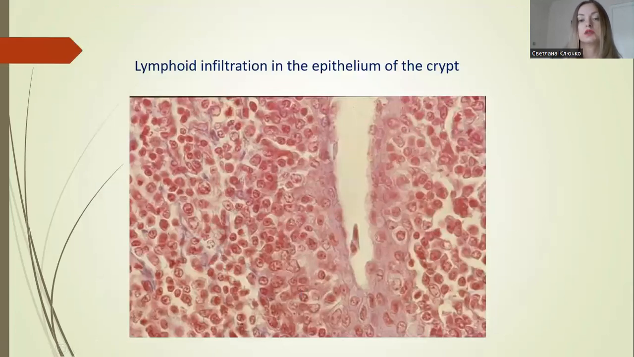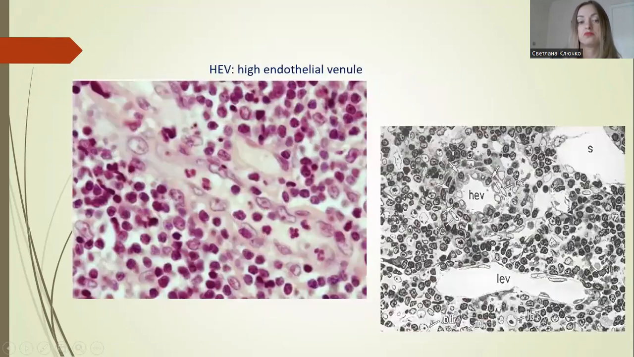Lymphoid infiltration in the epithelium of the crypt. Stratified squamous non-keratinized epithelium can be infiltrated by lymphocytes and macrophages. And this slide demonstrates a high endothelial venule, the place for migration of T and B lymphocytes.